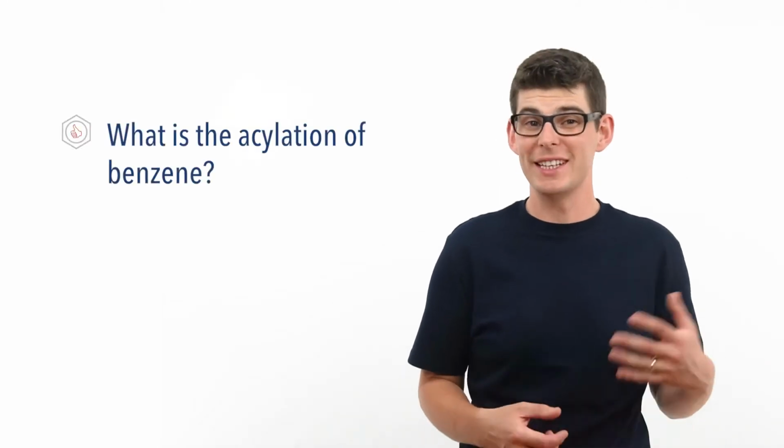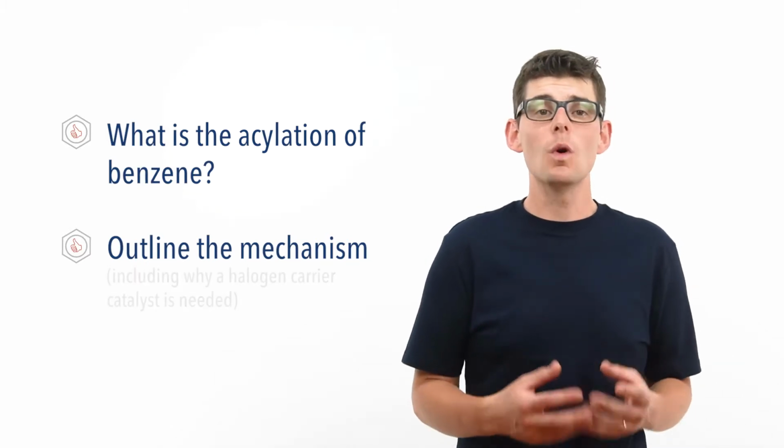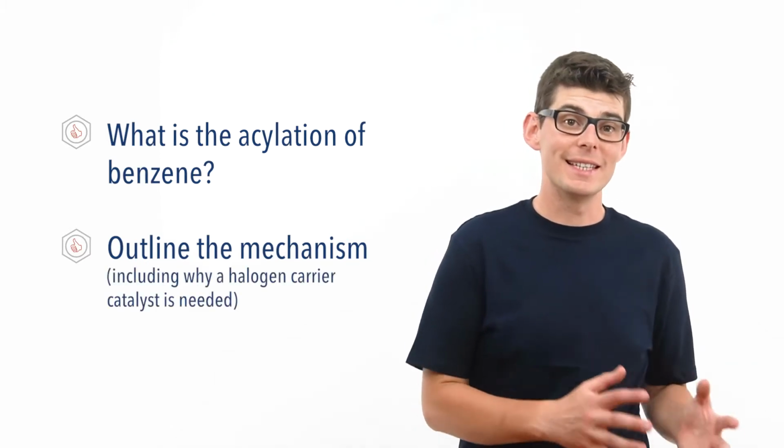In this video, we're going to look at the acylation of benzene. We're going to talk about what the acylation of benzene actually is, outline the steps in the mechanism for the reaction, and look at why a halogen carrier catalyst is needed.